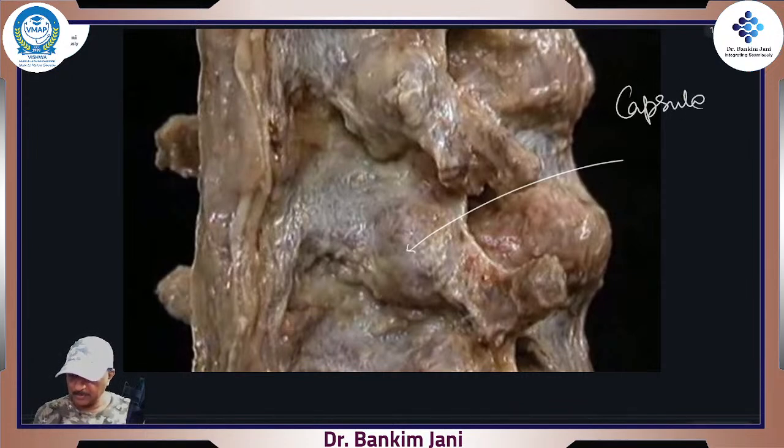Okay, see the capsule. This is the intact joint, right? This is the intact posterior joint. So that's the capsule around the posterior joint.